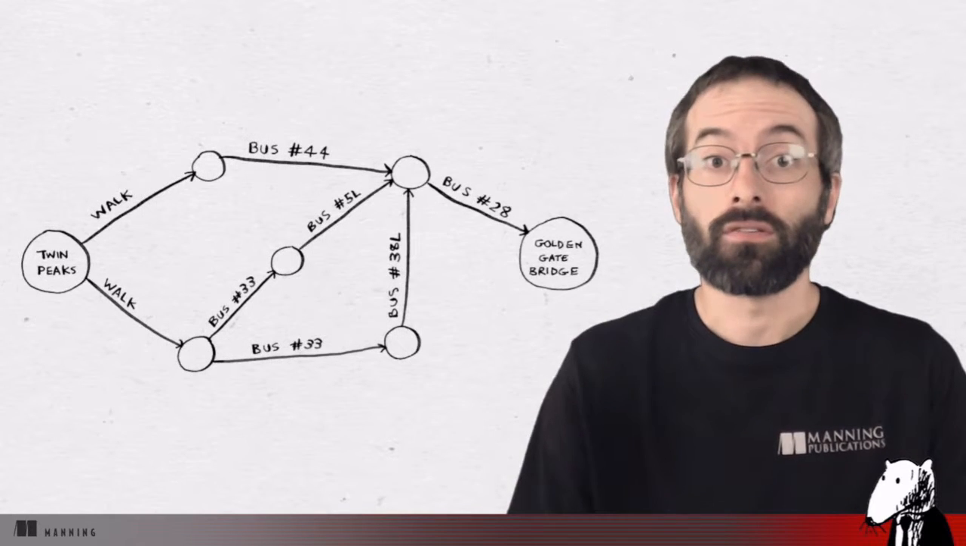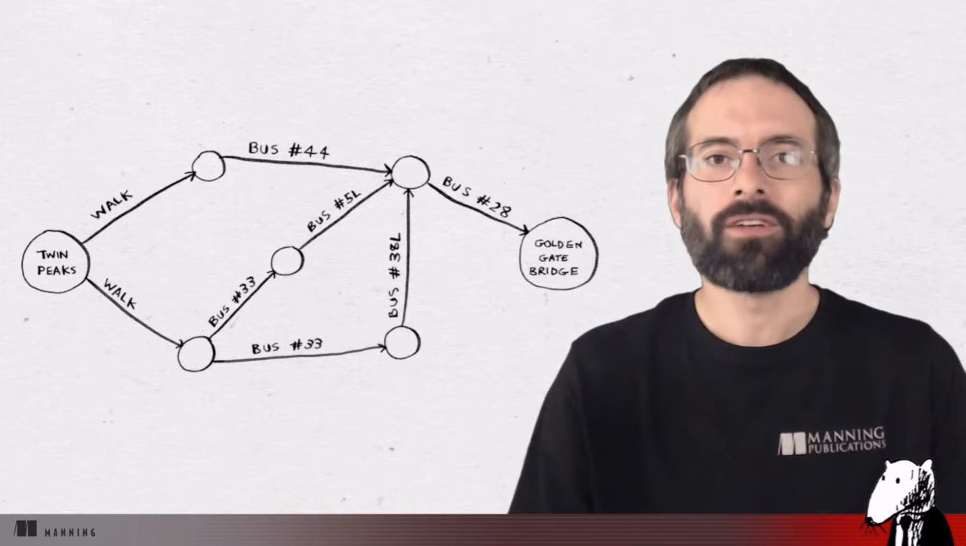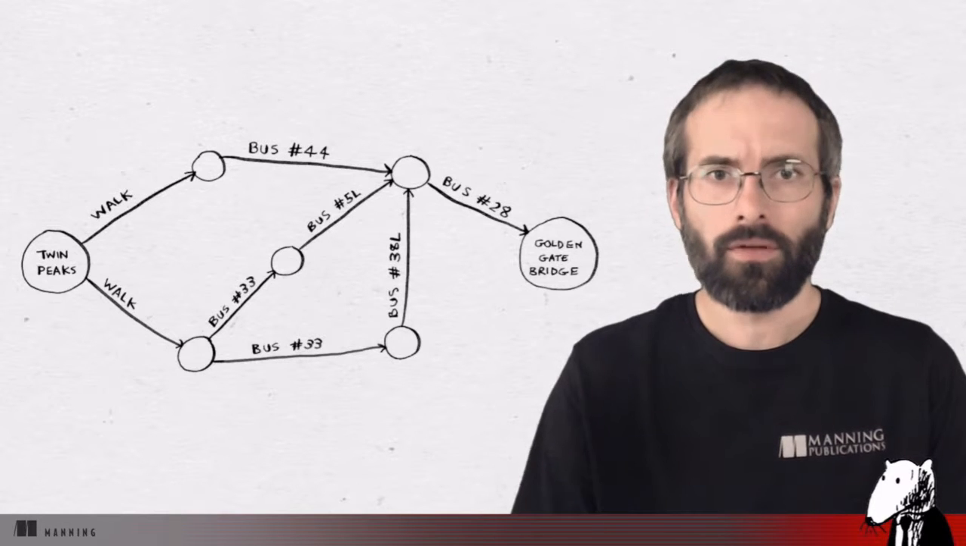Suppose you're in San Francisco and you want to go from Twin Peaks to the Golden Gate Bridge. You want to get there by bus, but with the minimum number of transfers. Well, here are your options. What's your algorithm to find the path with the fewest steps?